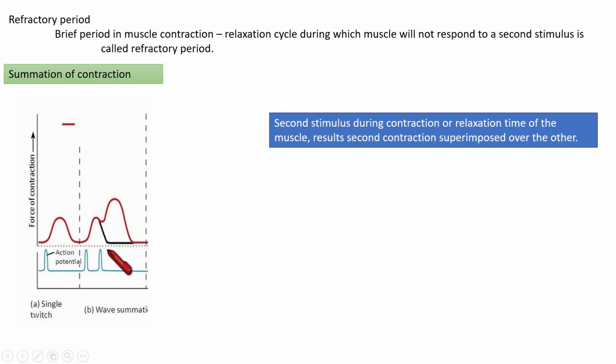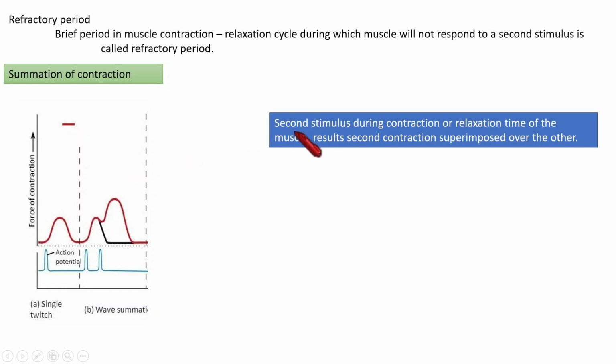And look, the second case. Here, two stimulus or two action potentials are supplied to the muscle. And when it is supplied, that's important, that time should be either during the contraction or relaxation phase of that muscle. Then what will happen? A second contraction will occur, and that second contraction will superimpose over the first contraction and will result in a bigger contraction having high tension compared to that of a normal muscle twitch. So that is summation, summing up. I think the idea is clear to you.